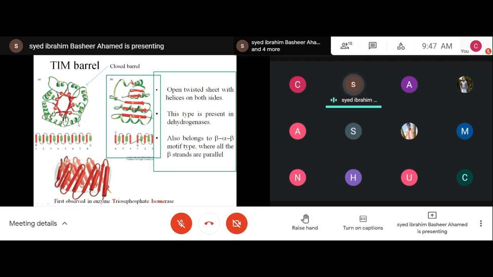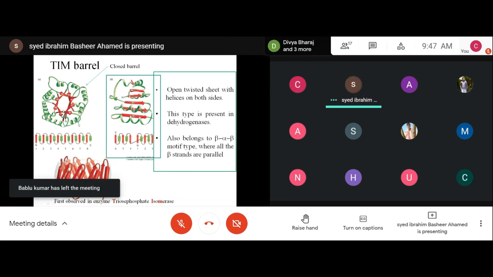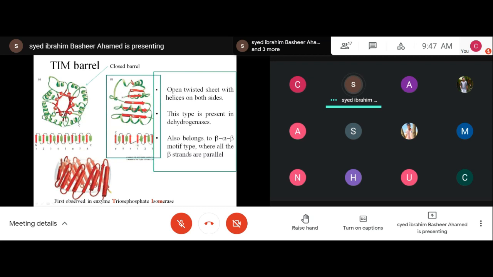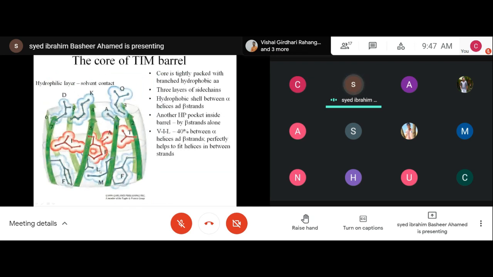The inner layer is completely made of beta strands, which is making a barrel wall. The outer layer is completely made of alpha helices. So this you have to clearly understand. Inside the barrel there are 3 layers, which is making a hydrophobic cell. So inside this barrel is completely a hydrophobic environment, and the hydrophobic environment is classified into 3 layers.